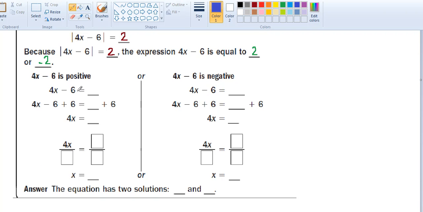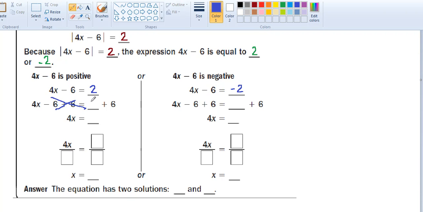Now, from here, if you feel pretty confident, you can solve it on your own, but I'll go ahead and do this. 4x minus 6 could have a positive value of 2, or over here it could have a negative value of negative 2. I'll go back to the left side. So to get rid of the minus 6, notice how the absolute value expression is gone now. And now we're just solving like we normally would. We're going to add 6 here. We're going to add 6 here.